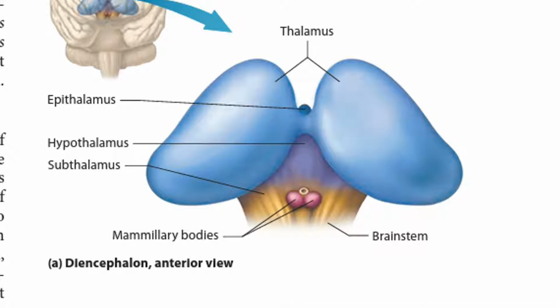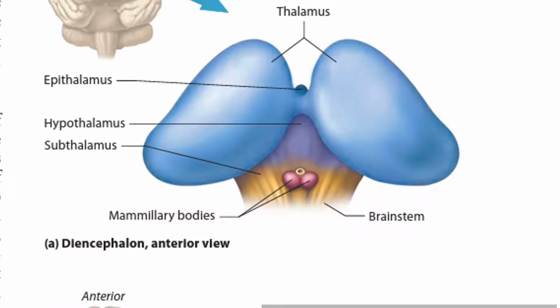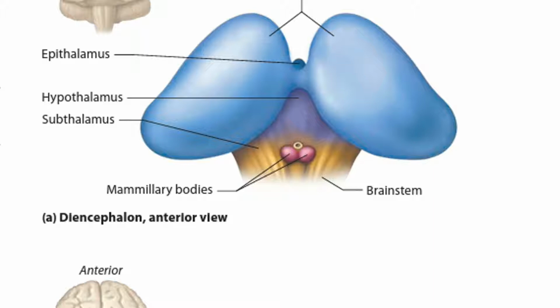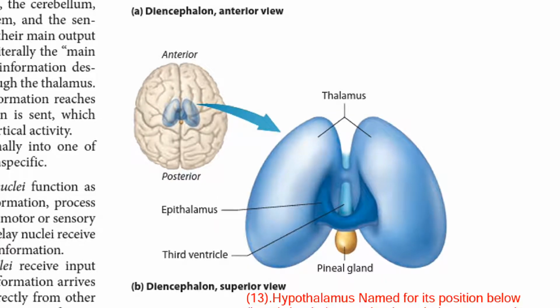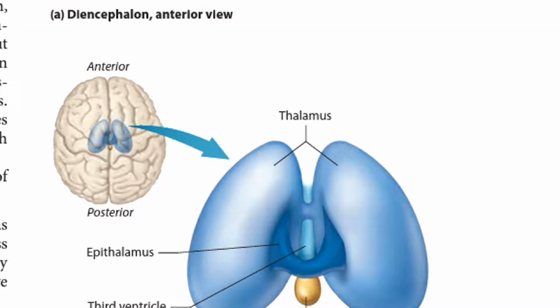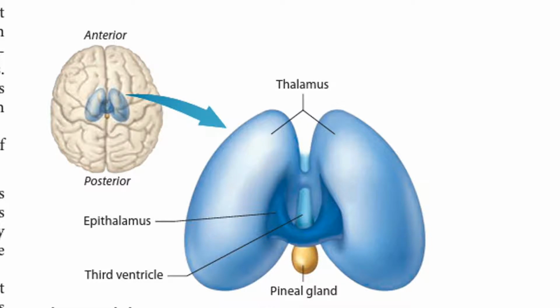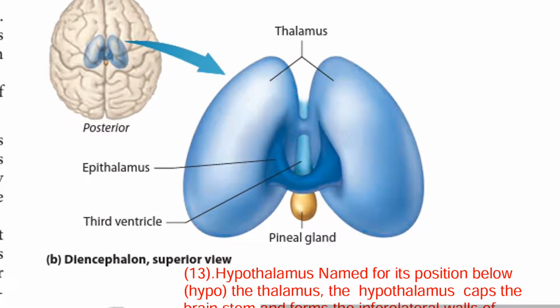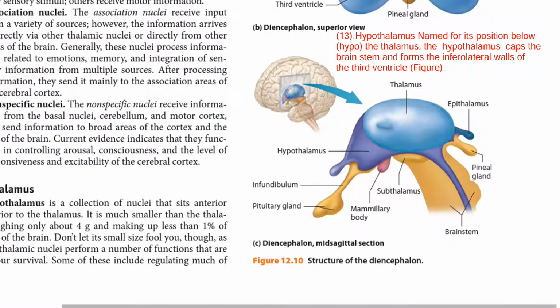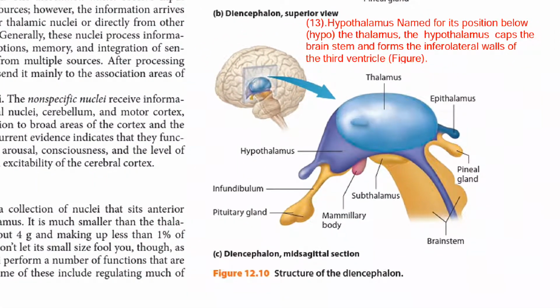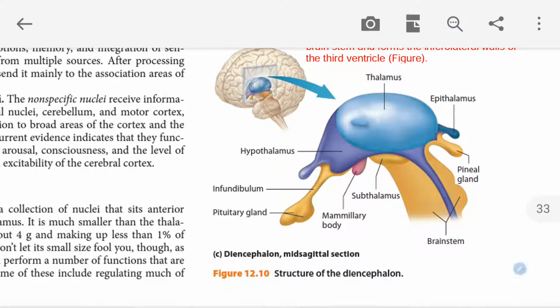So here you see the location of the hypothalamus, then the epithalamus, then you look at the subthalamus, then the brainstem is shown, then the mammillary bodies. Okay, then in this figure also, first you see the position of the thalamus, then the epithalamus is shown, the third ventricle they are showing, and the pineal gland is also visible. Okay, so now we are discussing the hypothalamus.